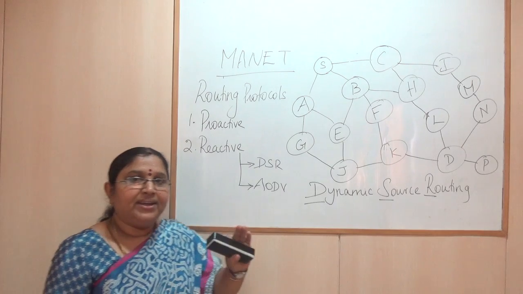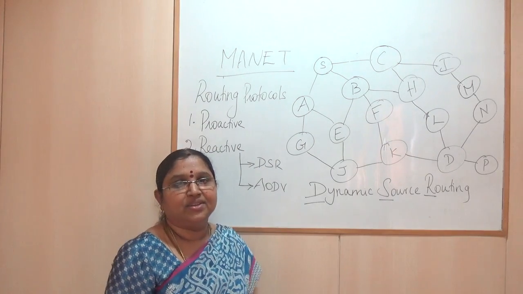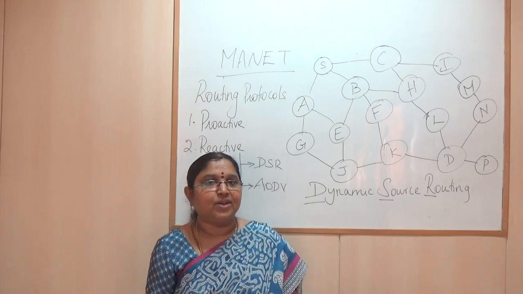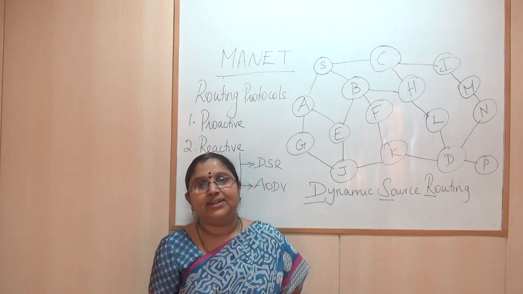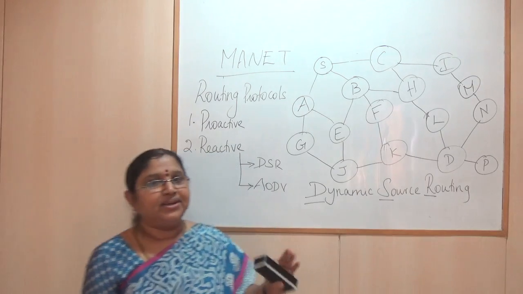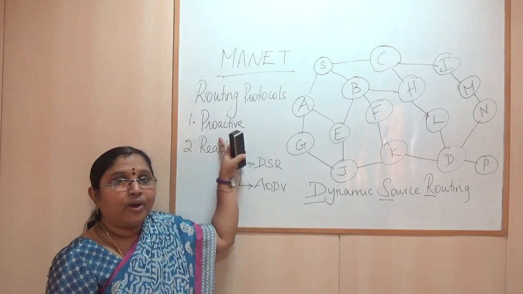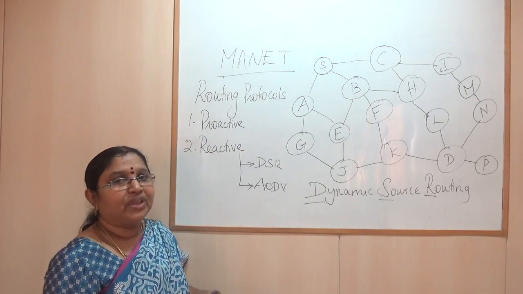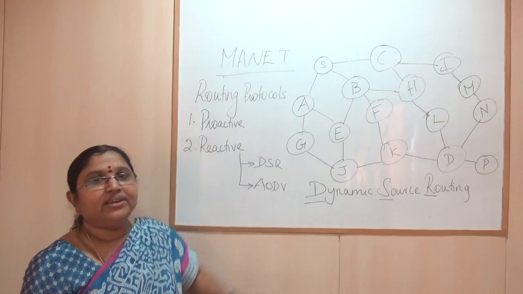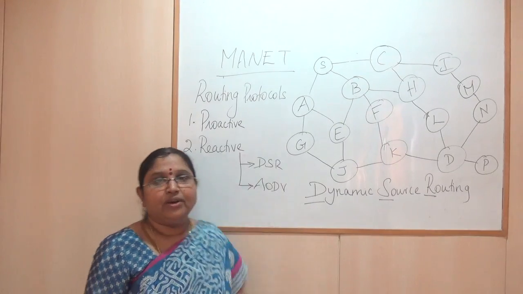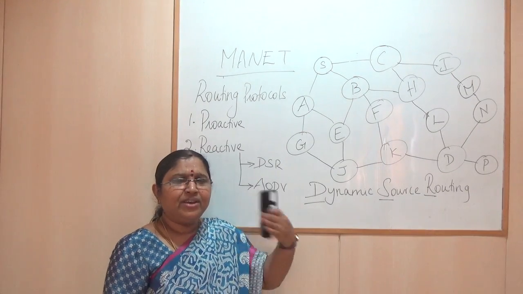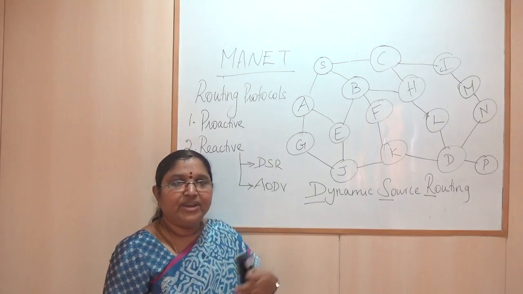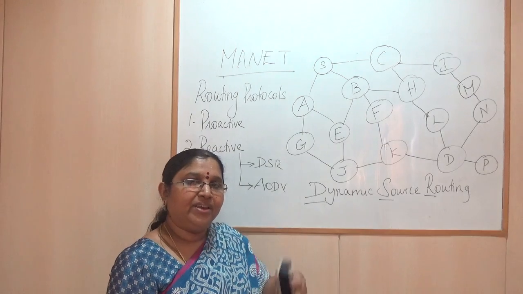In a MANET, routing is a difficult task, because we don't have any fixed router. The two major types of routing in MANET are the proactive routing algorithm and the reactive routing algorithm. In a proactive routing algorithm, every node keeps on updating its own routing table regularly at periodic intervals.